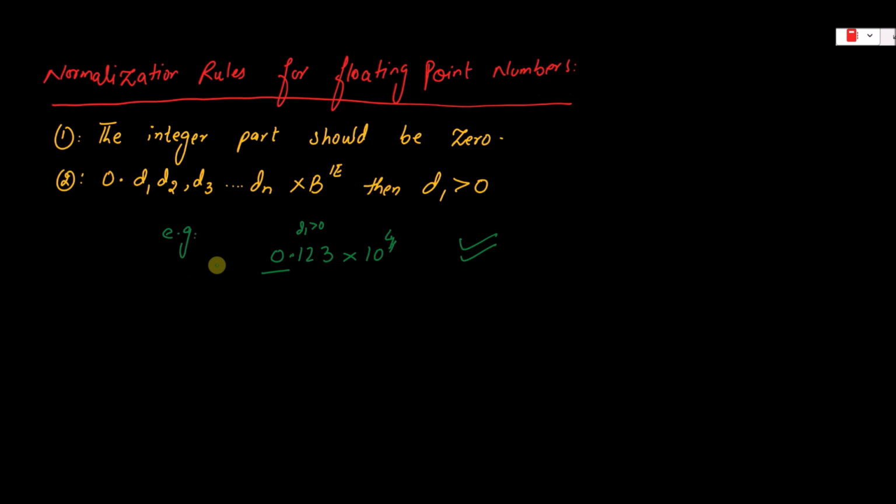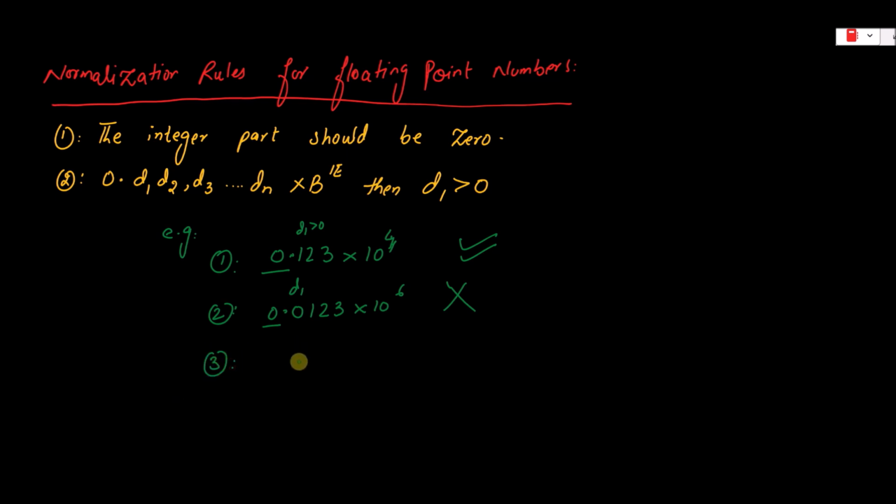If we choose the second example, we have 0.0123 into 10 raised to the power 6. In that case, the integer part is 0, but d1 is not greater than 0. So this floating point does not follow the rule of normalization.